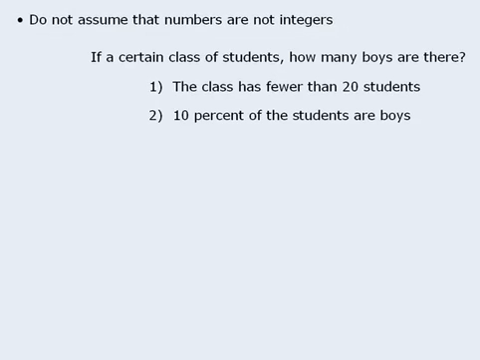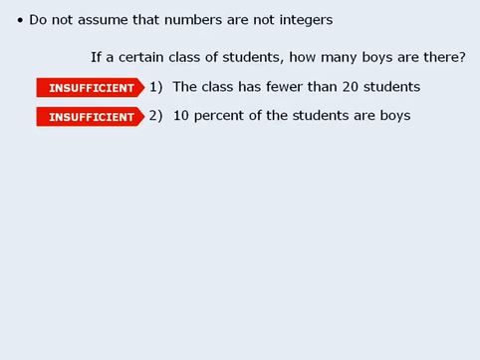For example, in this question, we have a class of students, and we want to determine the number of boys in the class. Statement 1 tells us that there are fewer than 20 students in the class. This certainly does not provide enough information to determine the number of boys, so this statement is not sufficient. Statement 2 tells us that 10% of the students are boys. Since we don't know the total number of students, there is no way to determine the number of boys, so statement 2 is not sufficient.